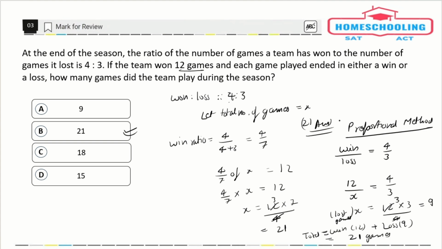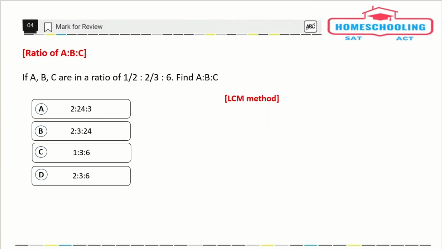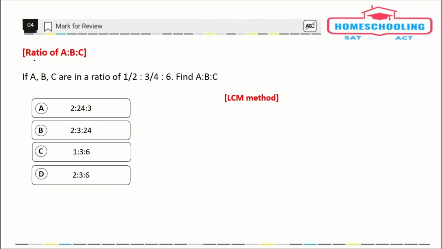We will study this proportional method in more depth in part 2. So you can solve this question in two ways. Now moving to the next question. This is the next type of question where we have three ratios. The question says that if A, B, C are in ratio 1 by 2, 3 by 4, and 6, find the ratio of A is to B is to C.